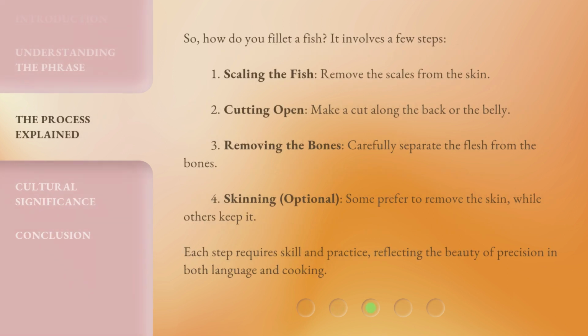So, how do you fillet a fish? It involves a few steps. 1. Scaling the fish. Remove the scales from the skin. 2. Cutting open. Make a cut along the back or the belly. 3. Removing the bones. Carefully separate the flesh from the bones. 4. Skinning. Optional. Some prefer to remove the skin, while others keep it. Each step requires skill and practice, reflecting the beauty of precision in both language and cooking.